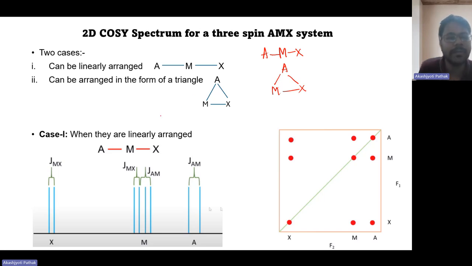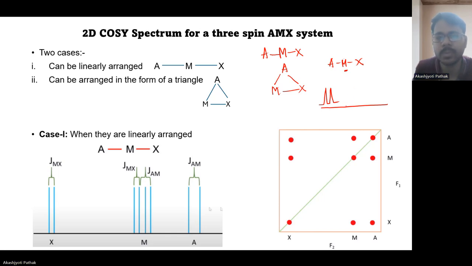Now, if they are linearly arranged, what will the 1D spectra look like? Let me explain this first, where the AMX system is linearly arranged. So in the 1D spectra, what will you get? Each spin is coupled to the other spin, right? So the M spin will cause the splitting of this A spin into a doublet. We will get a doublet for the A spin.